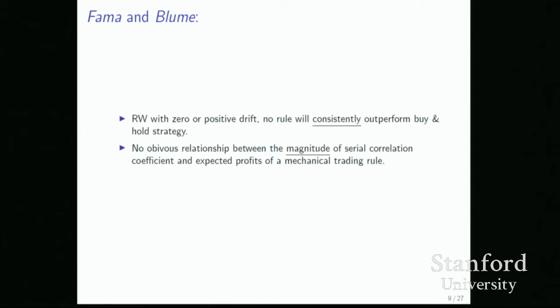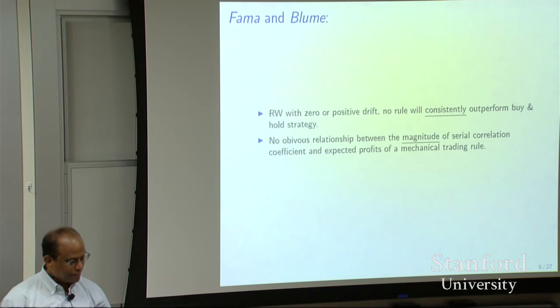And the second is, there is no obvious relationship between the magnitude of serial correlation and expected profits of a mechanical trading rule. Although there is no obvious relationship, generally I think if there is serial correlation in the prices, you should be able to exploit that in some form. So if any of you want to read about the skepticism about algorithmic trading, you should look at this Fama and Blume paper. It's a very, very nice paper to read. I'm going to stop here. I think we'll start on all the technical rules next week.